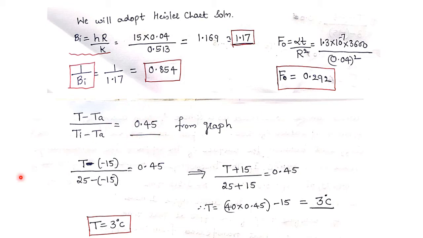So this T indicates the center line temperature. So T minus, this is minus 15, divided by Ti, which is 25, minus of minus 15, equals 0.45. So this will be (T plus 15) divided by (25 plus 15) equals 0.45. If I simplify this, my temperature T will be equal to 3 degree centigrade. So now let us move to the next slide, and let me show you how we got this value of 0.45 from the graph.